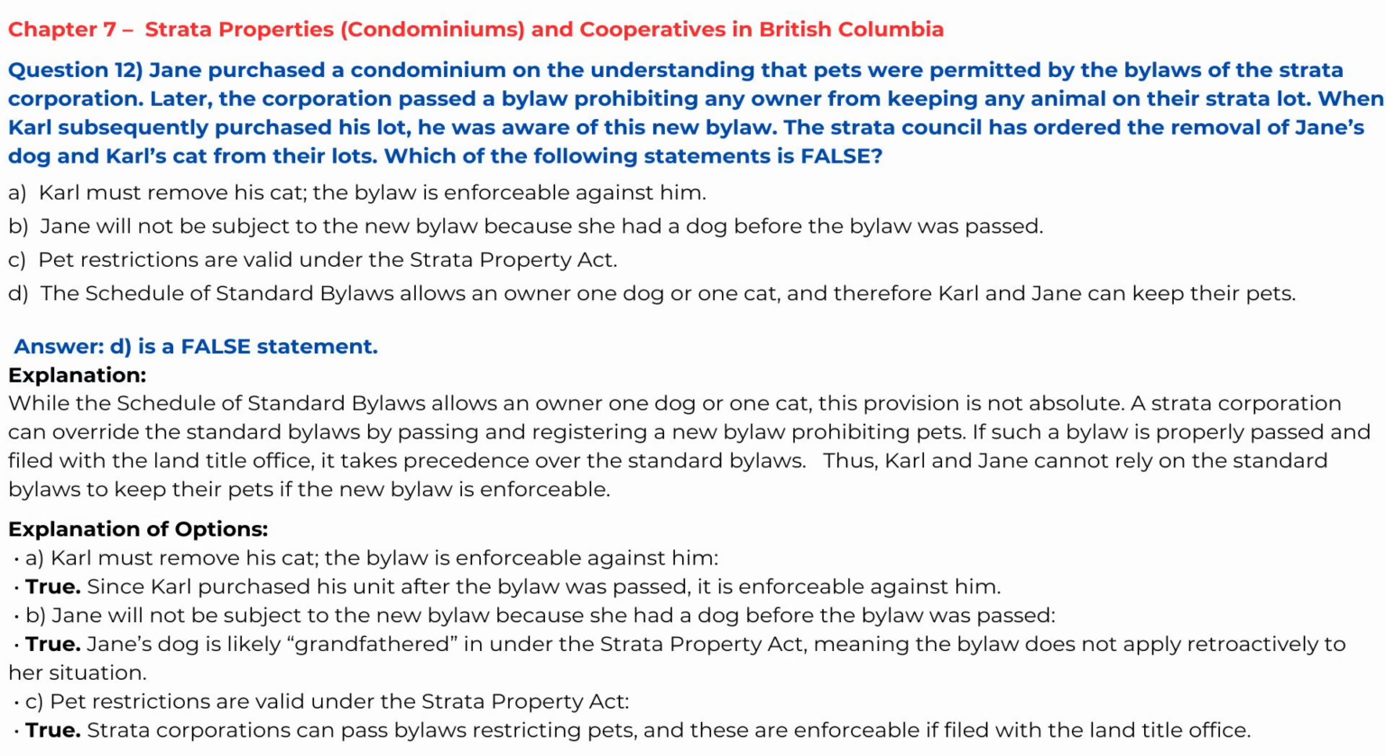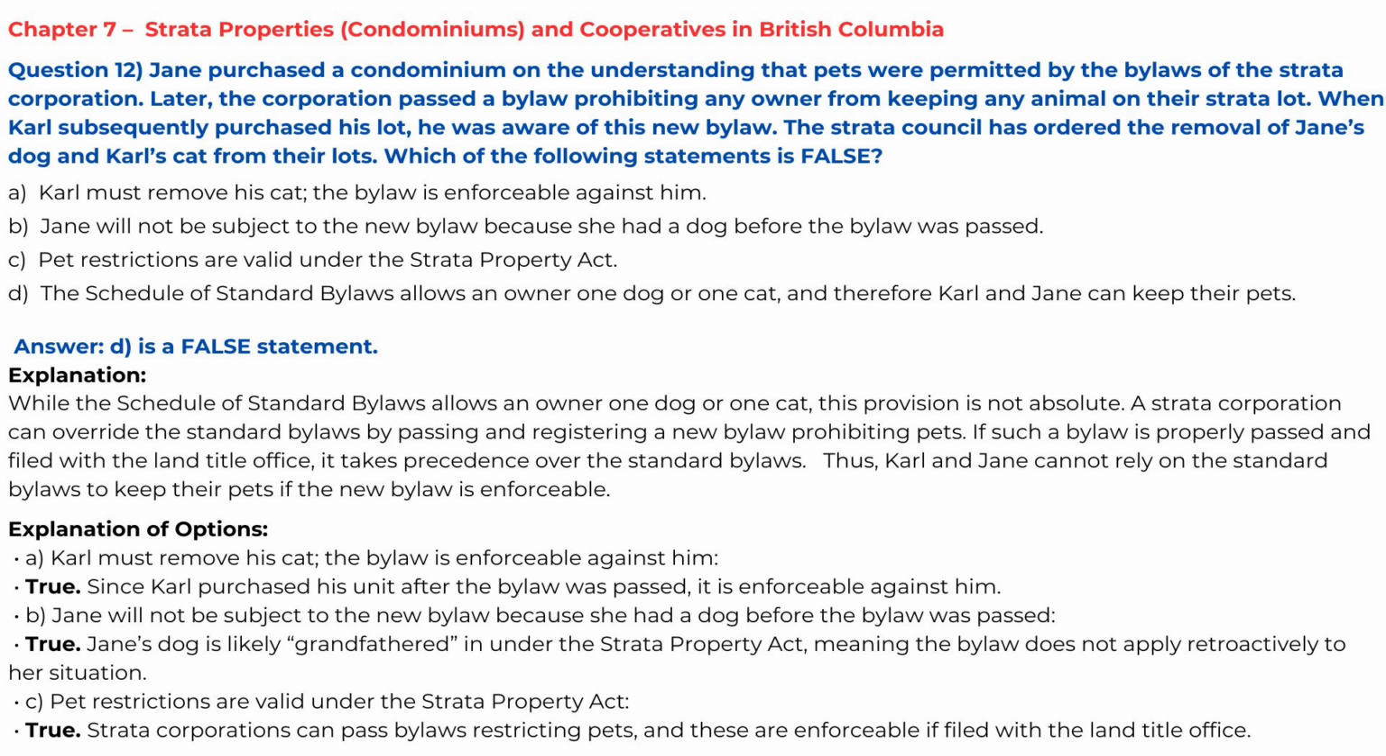Question 12. Jane purchased a condominium on the understanding that pets were permitted by the bylaws of the Strata Corporation. Later, the corporation passed a bylaw prohibiting any owner from keeping any animal on their strata lot. When Carl subsequently purchased his lot, he was aware of this new bylaw. The Strata Council has ordered the removal of Jane's dog and Carl's cat from their lots. Which of the following statements is false? Answer: D is a false statement.